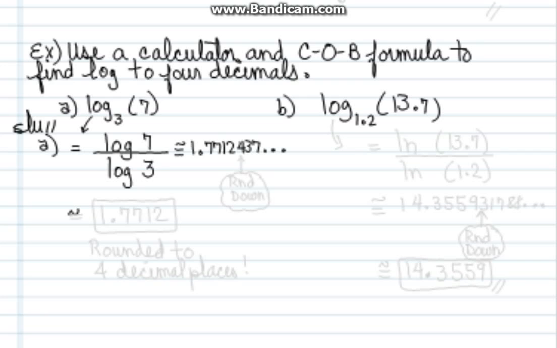This one is a 4. I should have said if it's 0, 1, 2, 3, 4, we round down. If it's 5, 6, 7, 8, 9, we round up. It's a 4, so we're rounding down, and that means we just drop the 4, 3, 7 at the end, and our answer is approximately 1.7712. That is our answer, rounded to 4 decimal places.